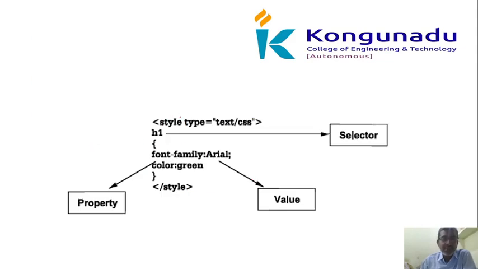Core syntax. What type of style is it? Either it may be text format or it may be CSS format. H1 is the selector. Within the selector I'm going to define the font family. The font family will be Arial type, and then the color will be green. Within this I'm going to close the style type. This is the ending style tag, and this one is the starting style tag.